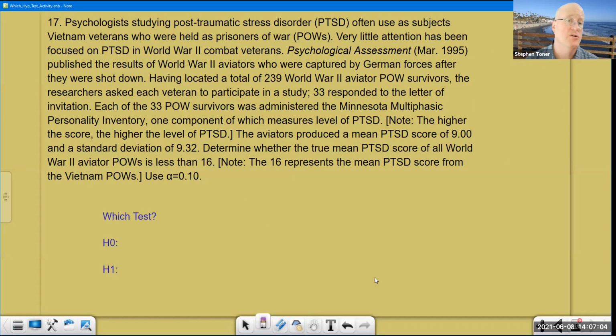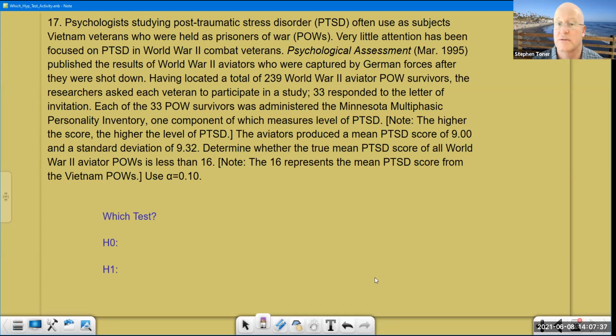Psychologists studying post-traumatic stress disorder, PTSD, often use as subjects Vietnam veterans who were held as prisoners of war, known as POWs. Very little attention has been focused on PTSD in World War II combat veterans. The periodical Psychological Assessment back in March of 1995 published the results of World War II aviators who were captured by German forces after they were shot down.